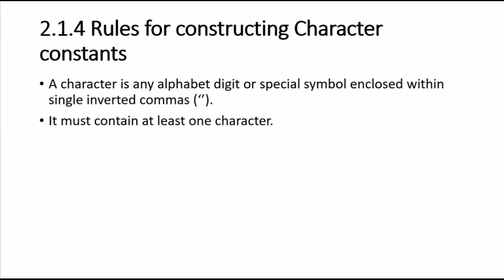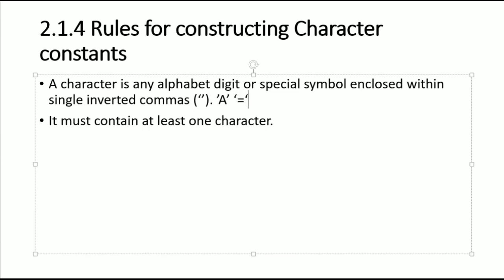Now comes the rules for constructing character constants. A character is, as I have discussed earlier, any alphabet, digit, or special symbol enclosed within single inverted commas. It must contain at least one character. So for example, this is a character constant, and even this equal to sign in single inverted commas is also a character constant.